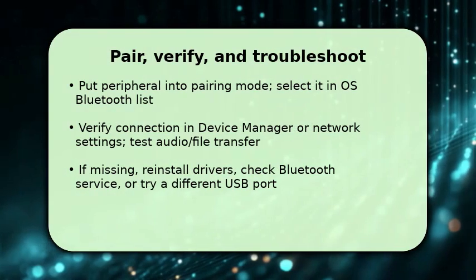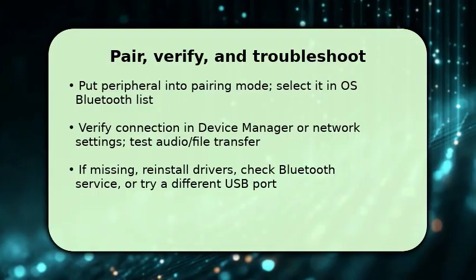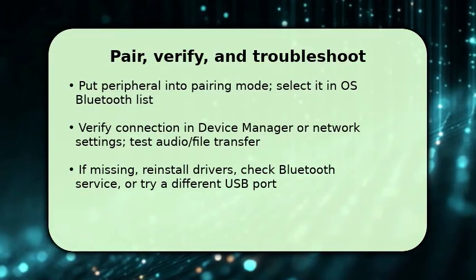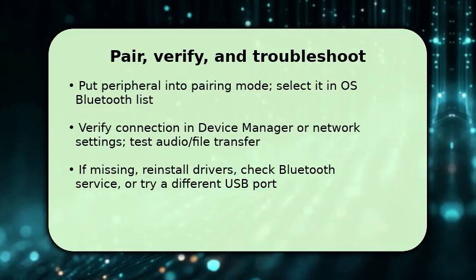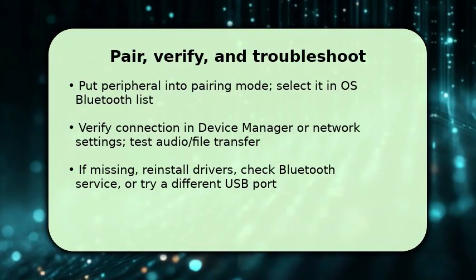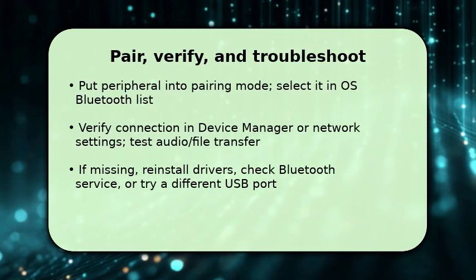Finish by pairing and verifying the device. Put your headset, mouse, or phone into pairing mode and choose it from the OS Bluetooth list. Once connected, verify functionality. Play audio or transfer a file to confirm two-way communication.